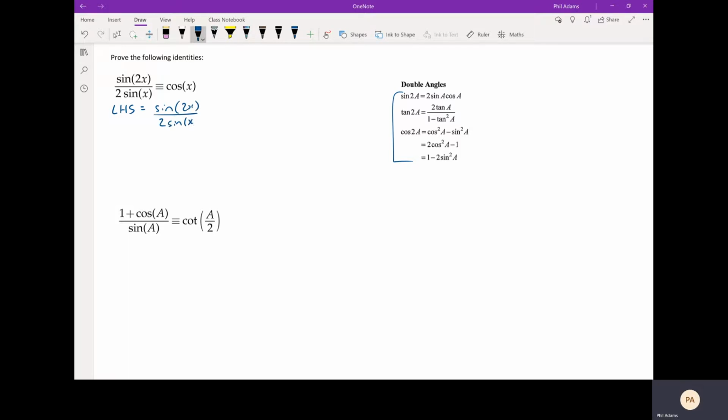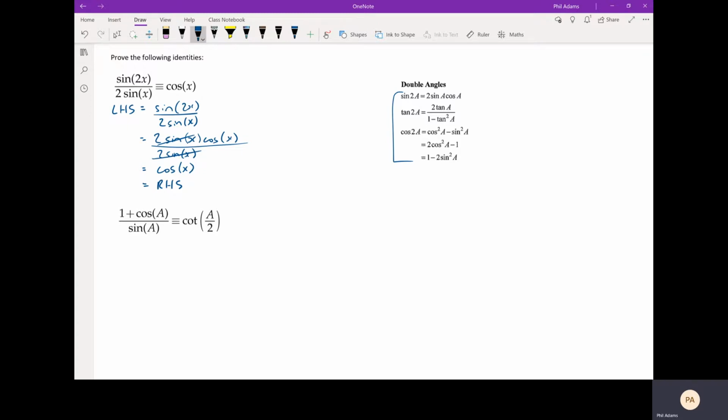Then I'm going to expand that top line using the first double angle formula, which means it should be 2 sine x cosine x over 2 sine x. You can see that they will just cancel out, which leaves us exactly what we want. Therefore, the right-hand side, and we're done. That was a nice straightforward one where we just substitute in one of the formulae and then cancel out.